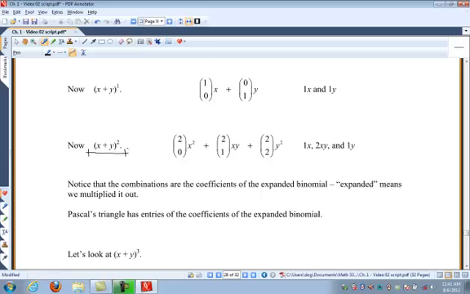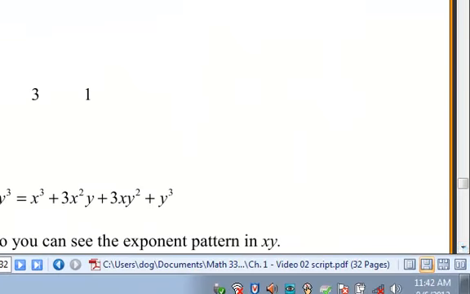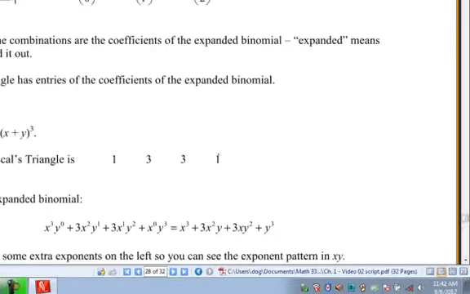Expanding means that we multiplied it out. Pascal's triangle has entries that are the coefficients of the expanded binomial. Let's look at (x + y)^3. Row 3 of Pascal's triangle is 1, 3, 3, 1.